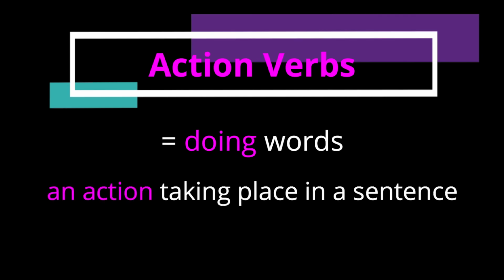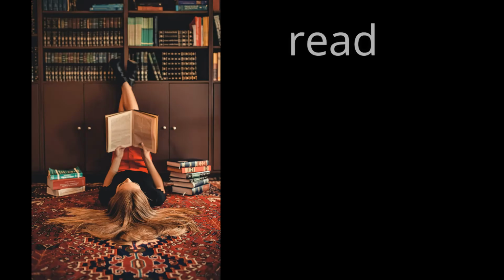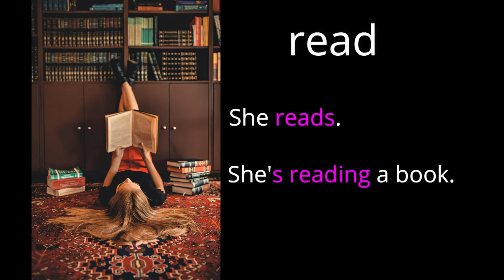We sometimes call action verbs doing words because they describe an action taking place in a sentence. For example, the verb read explains what the girl is doing in the picture. She reads, or we can say she is reading a book. So read explains the action.